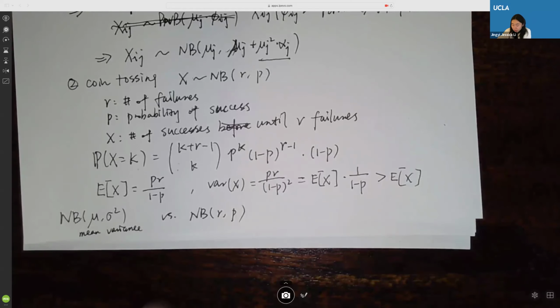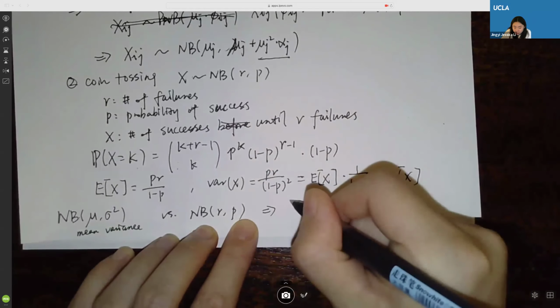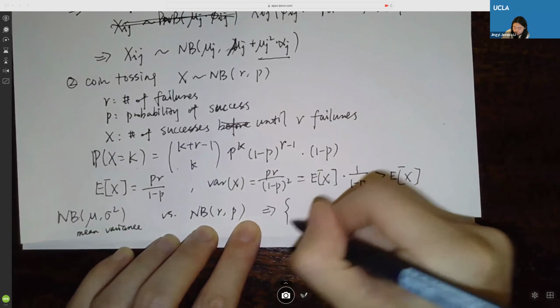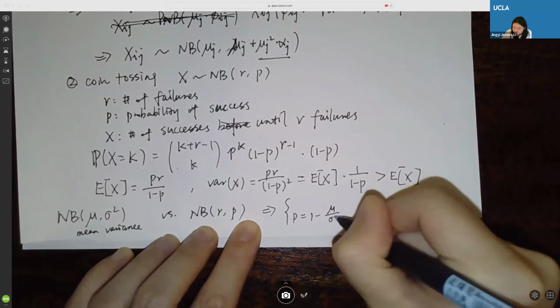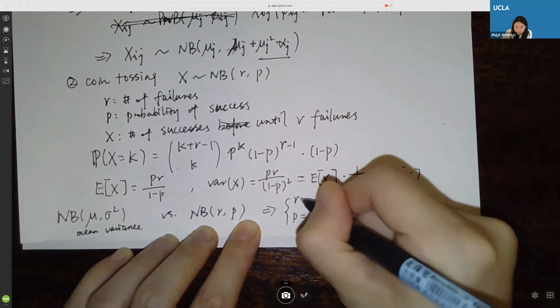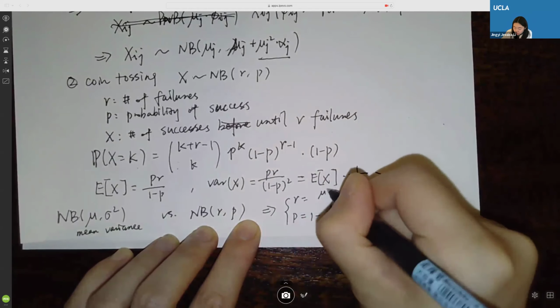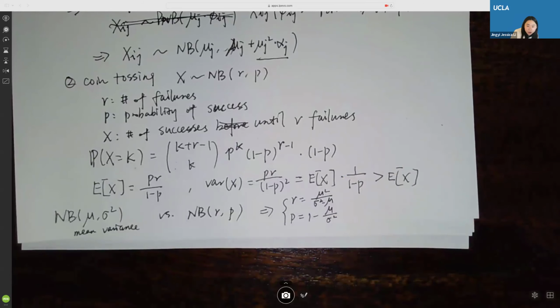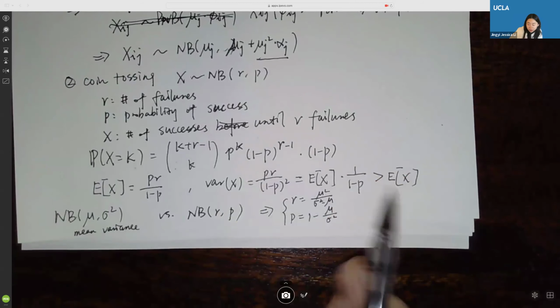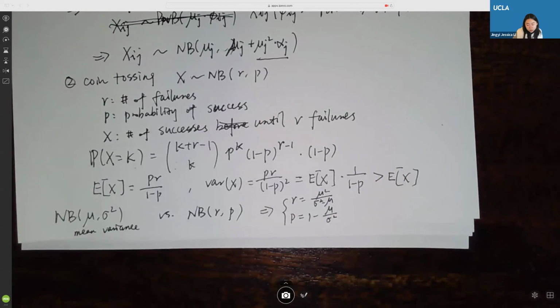So essentially, if I want to find correspondence, we can say that P can be written as 1 minus mu over sigma squared, and R can be written as mu squared over sigma squared minus mu. So you can define R and P based on mu and sigma squared, and vice versa. So you can go from P and R and go back to sigma squared. Okay, so that's negative binomial.